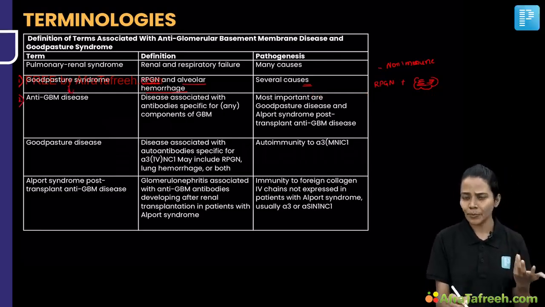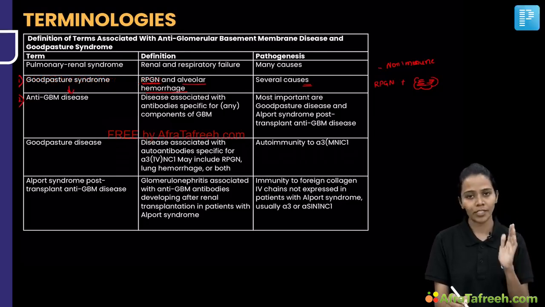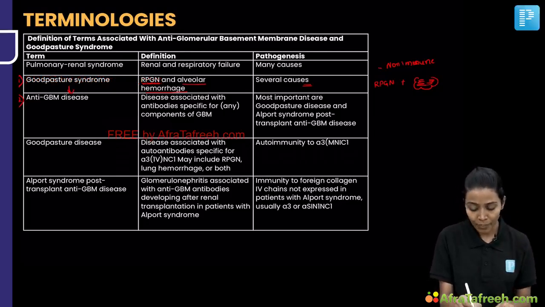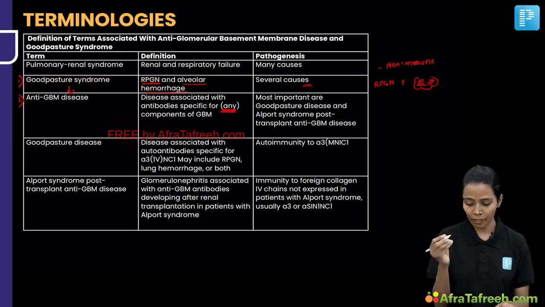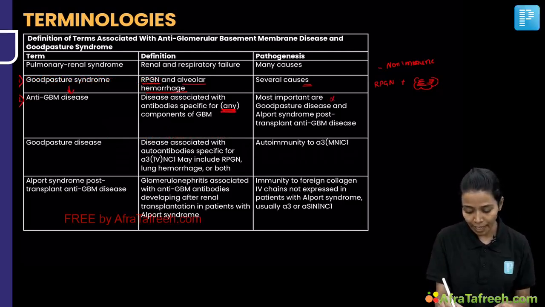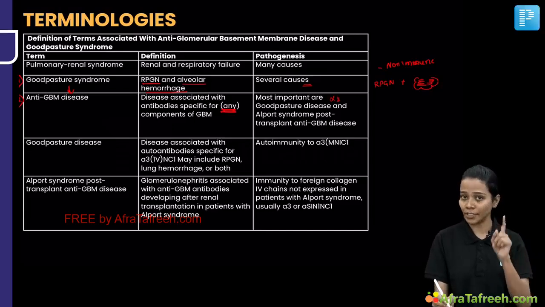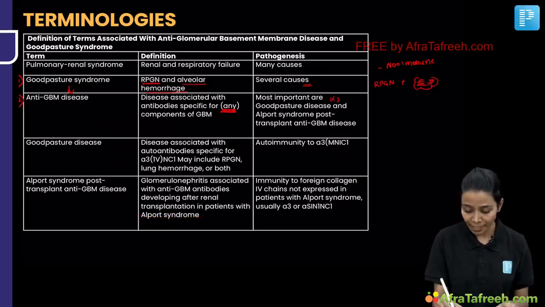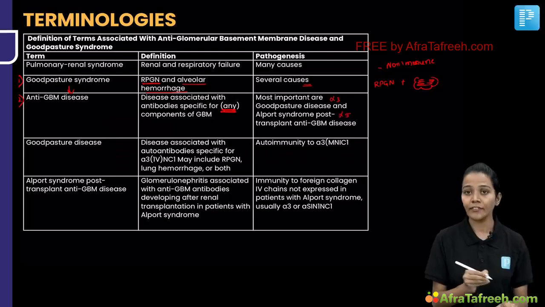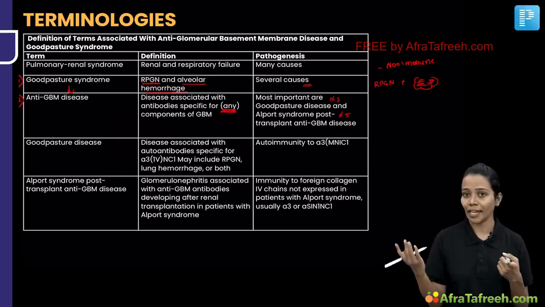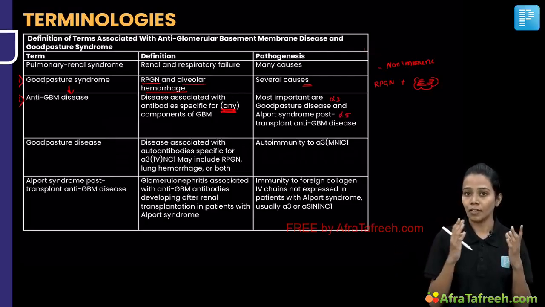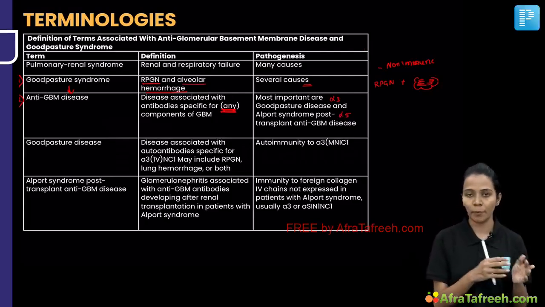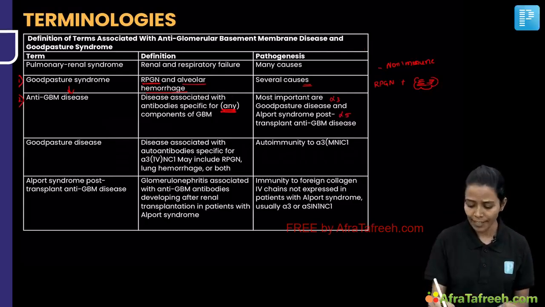Now, what is Anti GBM disease? That means there are antibodies against the glomerular basement membrane. It can be against any component. For example, if it is against the alpha-3 component of the collagen type 4 of the glomerular basement membrane, we'll call it Goodpasture's disease. Or if it is against alpha-5, then we call it post-transplant anti-GBM disease, which is seen in conditions like Alport syndrome.